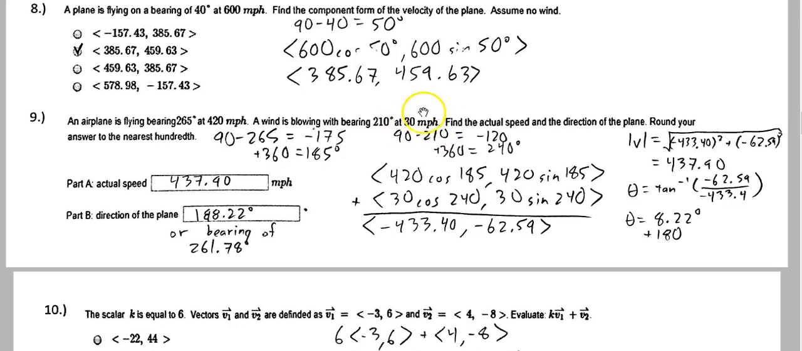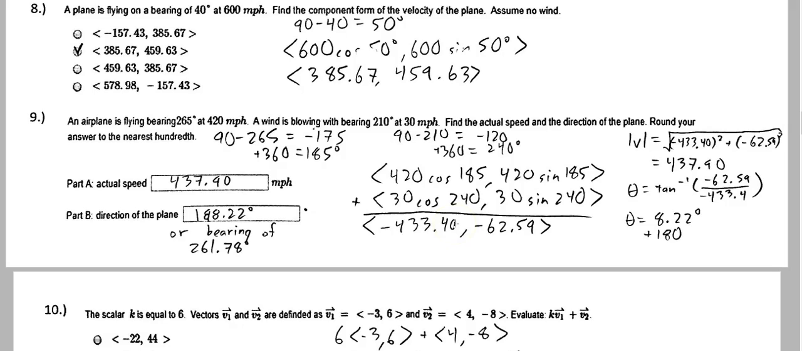This one has a magnitude of 30, so 30 times cosine of 240 and 30 times sine of 240. So this is the vector for the wind. Now, since we have two forces acting on each other, we're just going to add the x components and add the y components. So I would type this into the calculator and hit plus this expression, and then same thing for the y: that expression plus that expression.